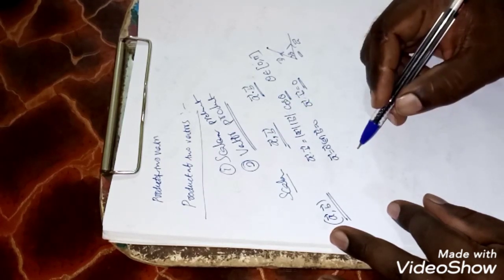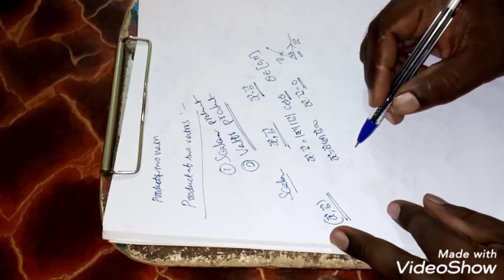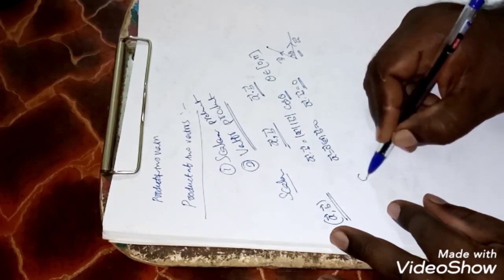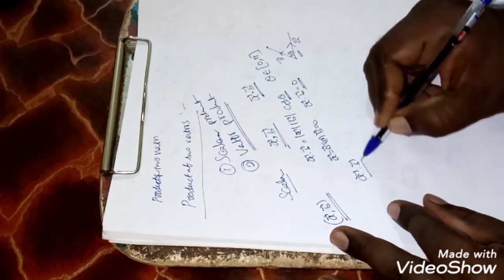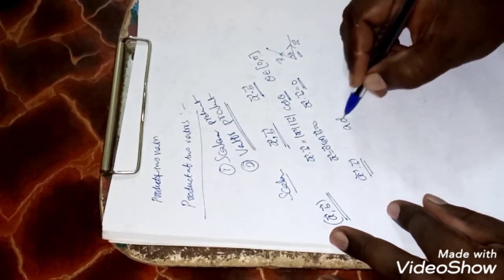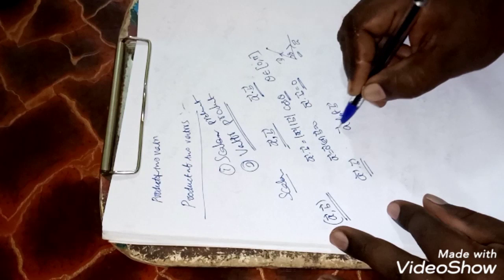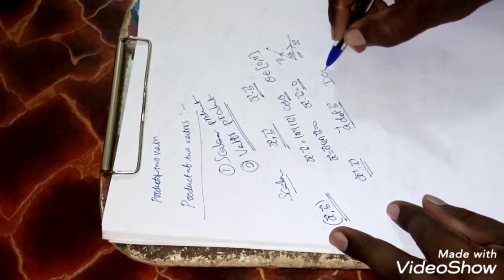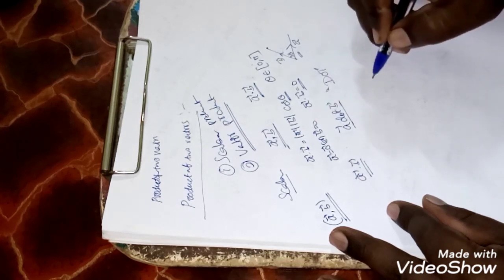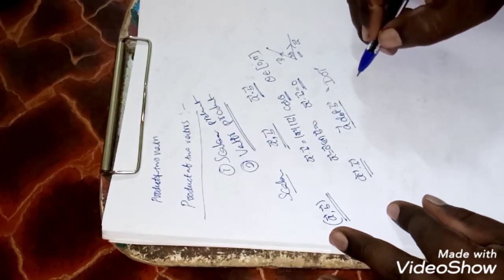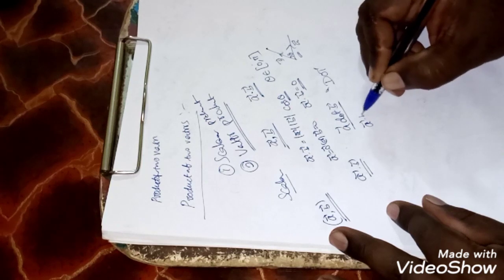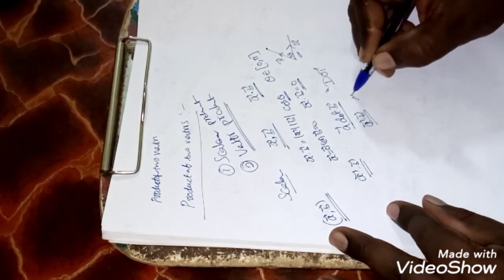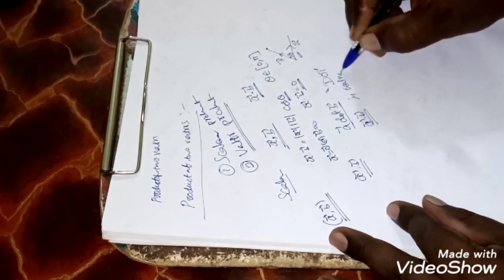Now, observations from the scalar product. Here a bar dot b bar reads as a dot b. Hence this product is also called the dot product. And a bar dot b bar is a real number.